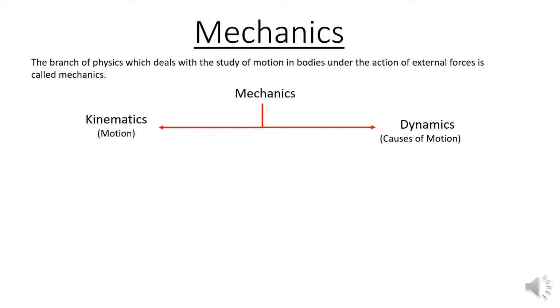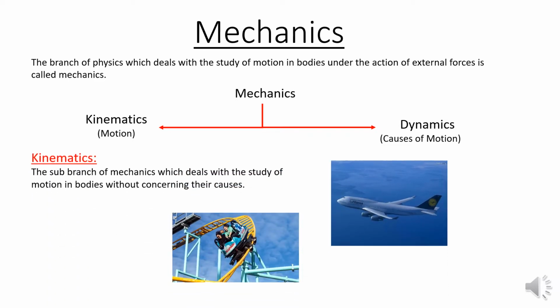In this branch we will study only the motion in bodies, while the second part of mechanics is dynamics. This portion is related only to the causes of motion, means we will only study the forces, the various forces and its effects on the bodies, which will be covered later in the third chapter. So let's begin with the kinematics. Kinematics is the sub-branch of mechanics which deals with the study of motion in bodies without concerning their causes.